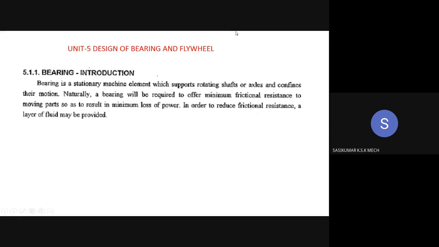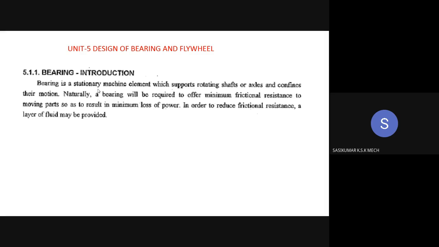The definition of a bearing reads like this: it is a stationary machine element which supports rotating shafts and axles and confines their motion. Like in heavy vehicles, you have wheels, and there the shaft rotates the wheel from the power available in the engine. So the shaft needs to rotate, and that rotation is confined by the bearing.